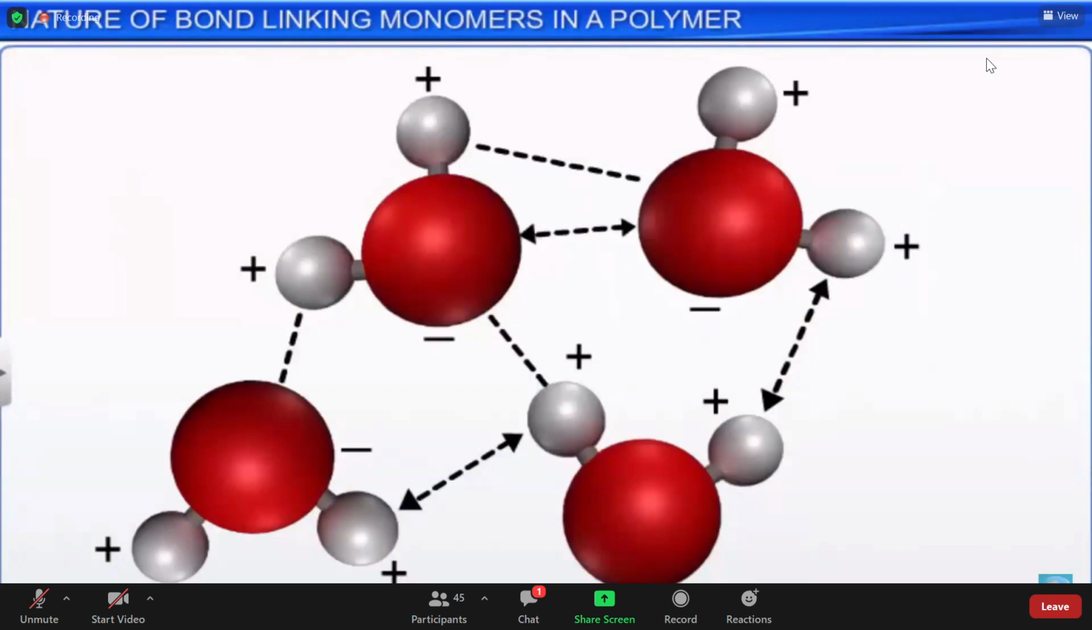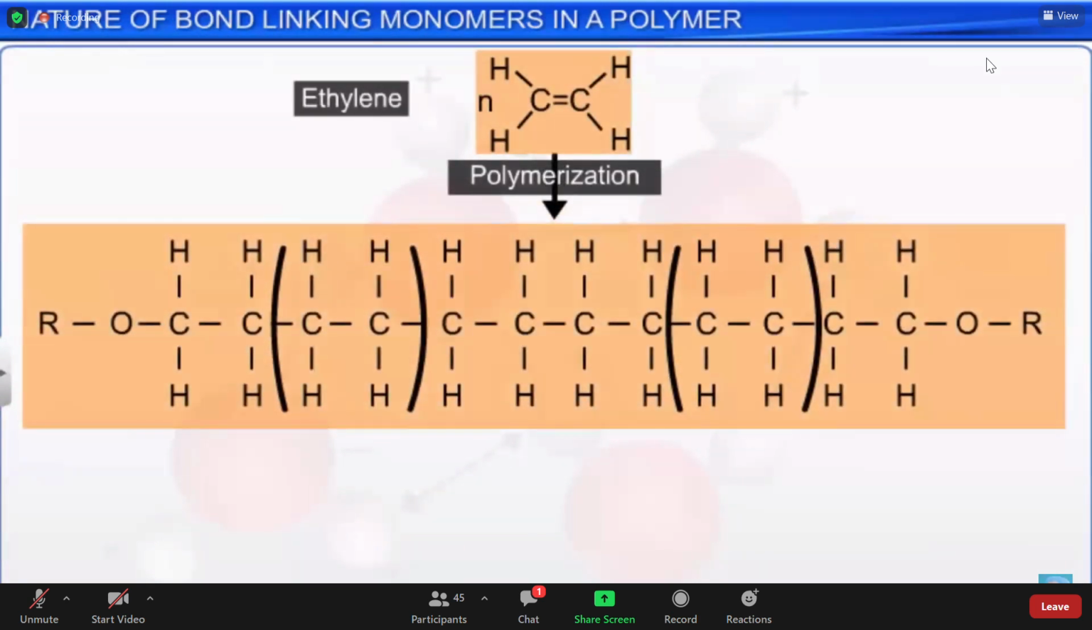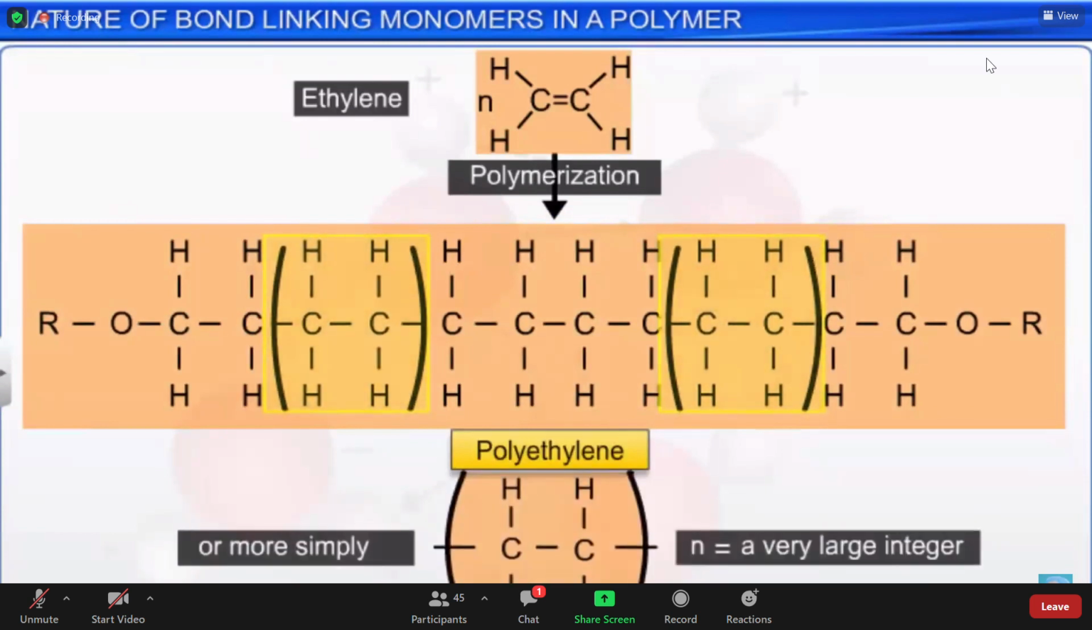Bonding plays a crucial role in the making of a polymer. A polymer is formed when many monomers come together and bond in long chains. For example, polyethylene is made up of repetitive units of ethylene monomer.